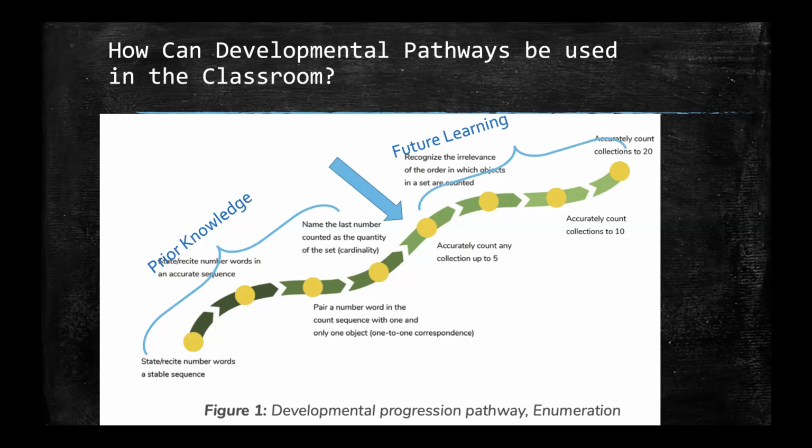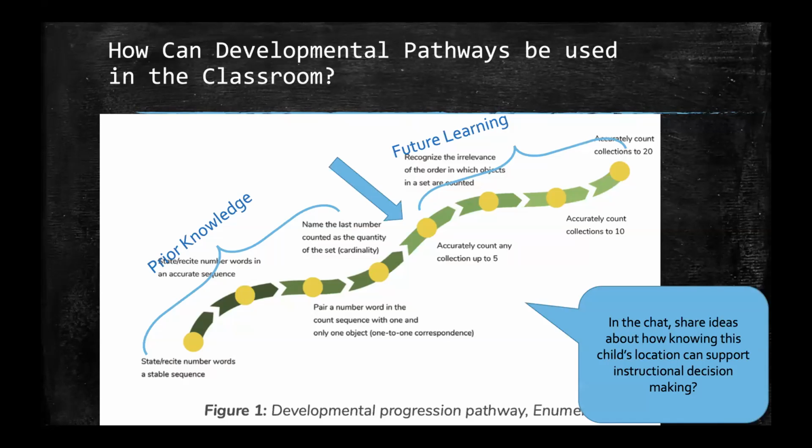So teachers can use this to identify where they should go next in their instruction and how they can prime that background knowledge, or take advantage of that background knowledge or prior knowledge that students have to move their thinking forward. So we're going to take just a minute and hopefully give you a chance in the chat to share some ideas about how knowing this child's location can support instructional decision making. What are some things that you've seen in practice, or some things that we haven't talked about that you can see using this information? We'll take just a minute to pause while people provide some thoughts.